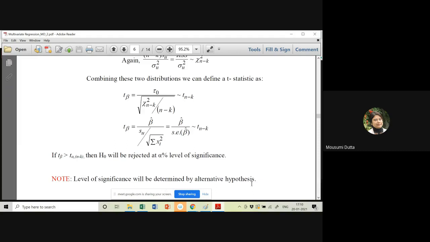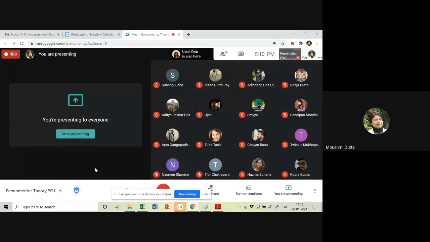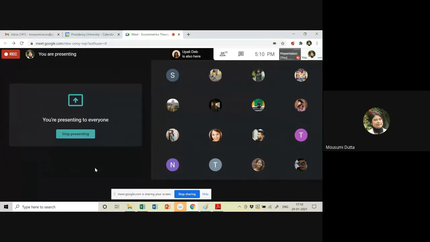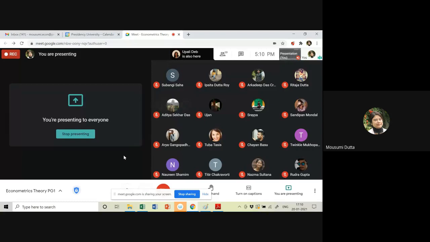Any question regarding the first variety, when you are testing for a single coefficient? If anyone has any question regarding the formation of the test statistic, regarding level of significance, or whatever you want to know, anyone, any question?